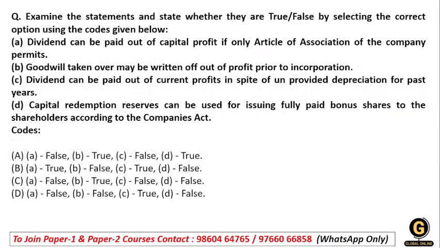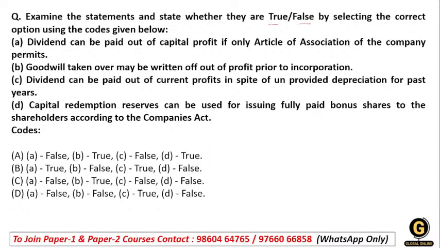Now the next question. There are four statements given in the question, and you have to find out which statement is true and which is false. I'm reading one by one. First statement: dividend can be paid out of capital profit if only the articles of association of the company permit. So this is a false statement.